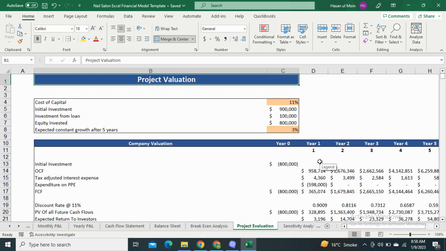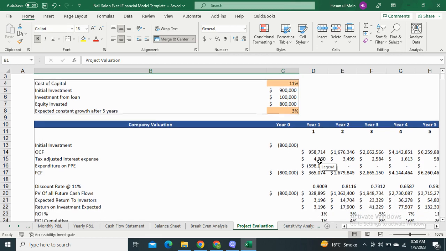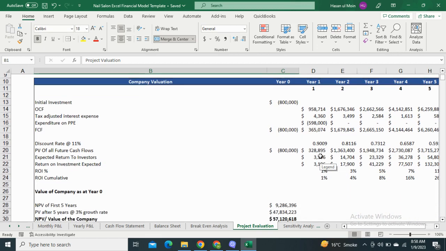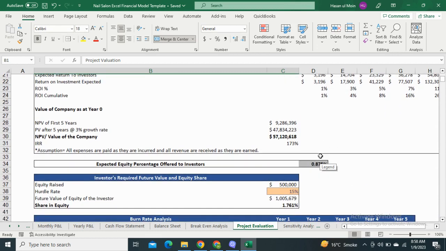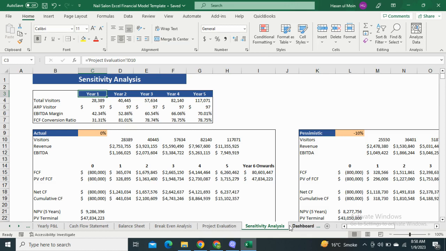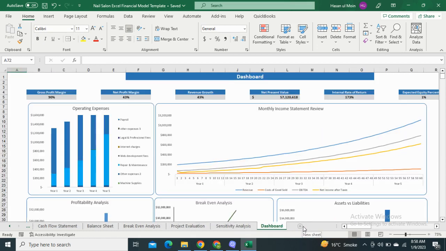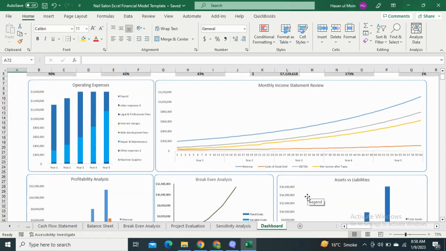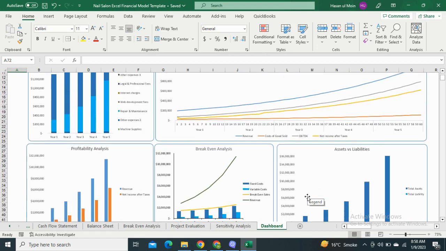The project evaluation shows the value of your company at year zero, fund rate analysis, and the minimum investment required. Moving on to the sensitivity analysis, it is the comparison of the valuation of the company in the actual, optimistic, and worst case scenarios. In the last, we have the dashboard, which shows the relevant financial graphical representation of the model and depicts the key financial metrics for better understanding of the performance measures.